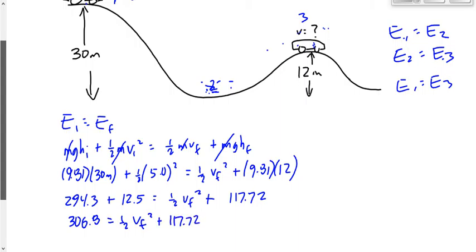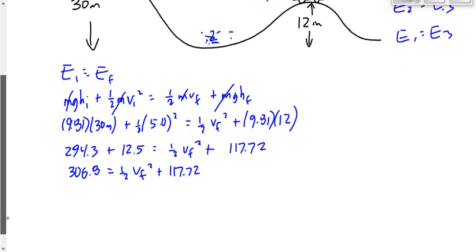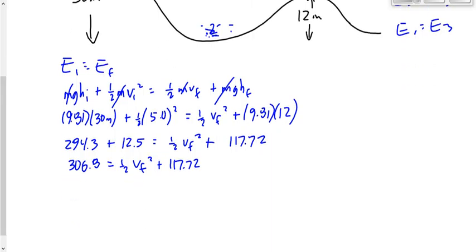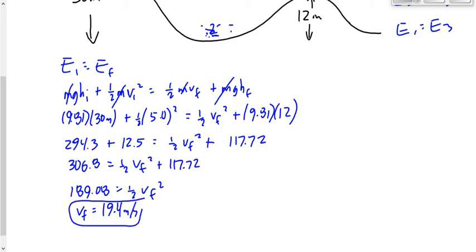Let's take the 117.72 over by subtracting. What do you get when you do that? What is it? 189.08 equals 1/2 v_f squared. And we know we can get rid of the half by either multiplying by 2 or dividing by a half. Either way is correct. Square root that, and we end up getting, what was it, 19.4 meters per second? Sorry? No, yeah, I guess it would be 2 digits. Yeah, you're right. 19 meters per second.